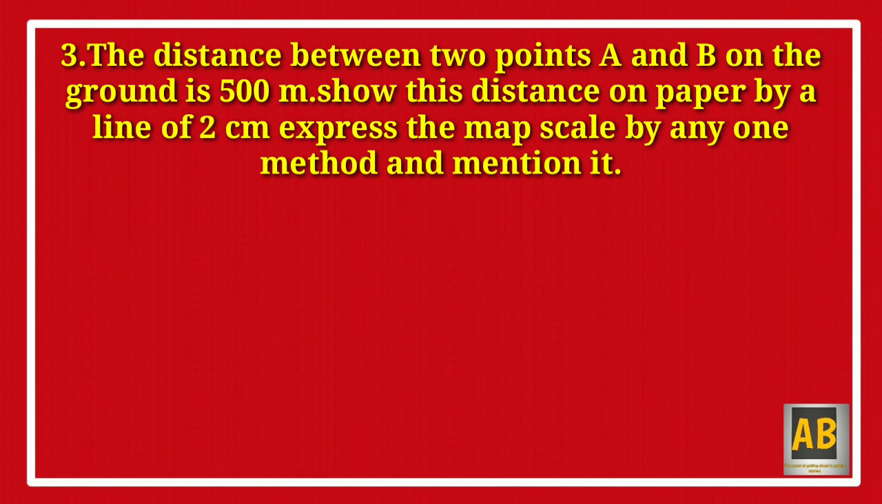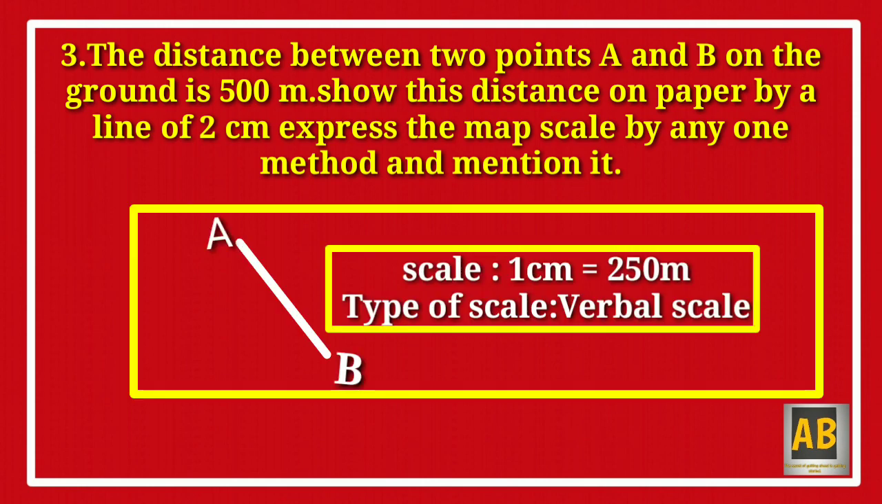The distance between 2 points A and B on the ground is 500 meter. Show this distance on paper by a line of 2 cm. Express the map scale by any one method and mention it. Dear students, you can see the picture on the screen and draw accordingly.